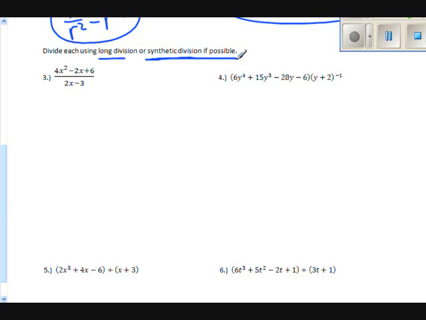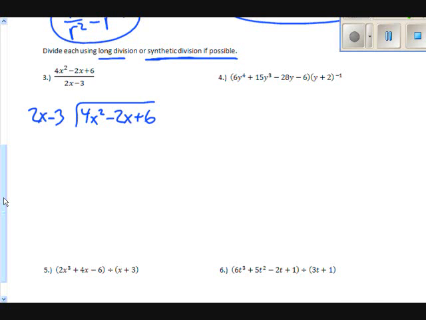If I look at this first one, I have to use long division because I've got a 2 in front of the x value. Remember, for synthetic division, it has to be a first-degree binomial with a leading coefficient of 1, and this one doesn't have it. All right, so I'm going to set up long division. So I've got the 2x minus 3 out here. Underneath, I've got the 4x squared minus 2x plus 6. I have to put zeros in for any missing terms, which I don't have any here.